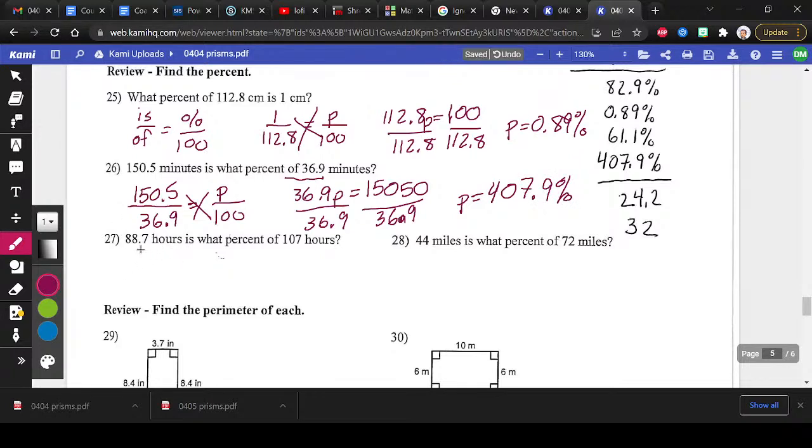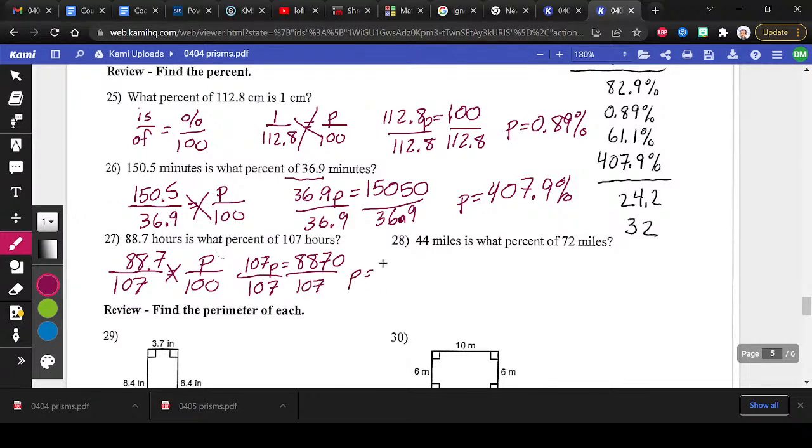Number 27, again, the of here is 107. We don't know the percent over 100, and the is then is the 88.7. We cross multiply. That's 107p equals 8,870. Divide by 107, and that means that P will be 82.9%.